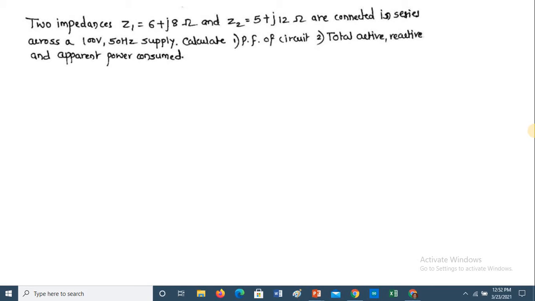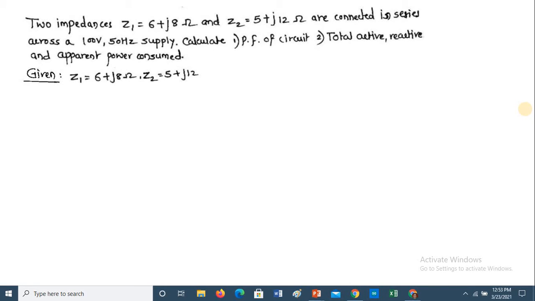So to add two impedance values, which form will I consider for the addition operation? Rectangular form or polar form? Rectangular form. Very good. So I want to find out the total impedance Z, which is equal to Z1 plus Z2. Can anyone give me the answer? What will be my total impedance? 11 plus J20. Very good.